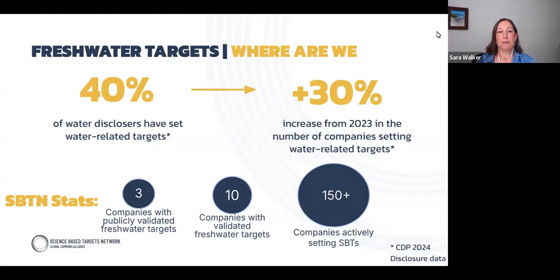But it's unclear how many of those targets are sufficient and really aligned with what the science tells us is necessary to solve water challenges. And that's exactly what SBTN's methodology is designed to do.